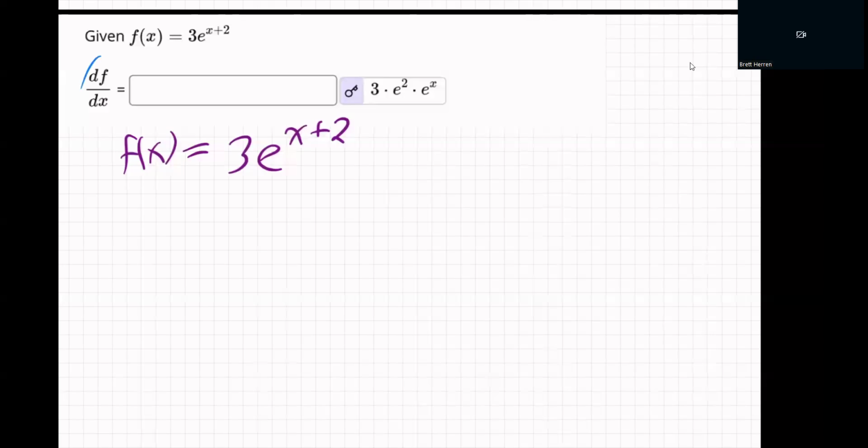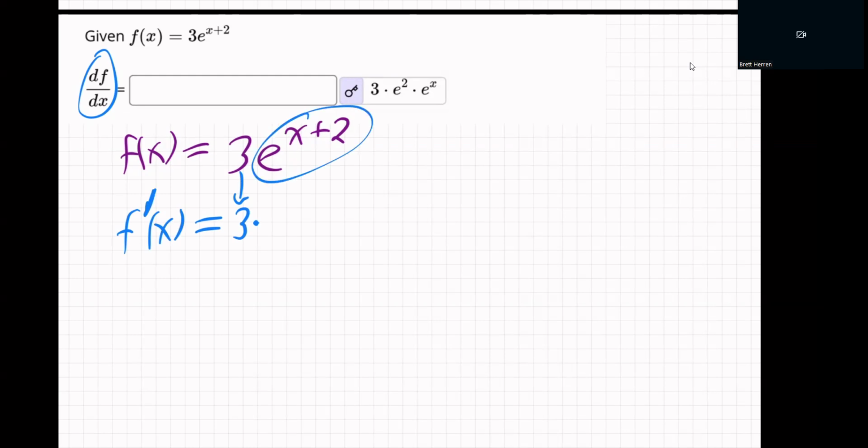Okay, so on this one, they want df dx, the derivative, which is the same thing as f prime. It's just two different ways of saying the same thing. All right, so the 3 in the front just sits there. You know that. Any number multiplied by a function, the derivative does nothing but spectate, just watches. Okay. Now, how do we do the derivative of e to the x plus 2?